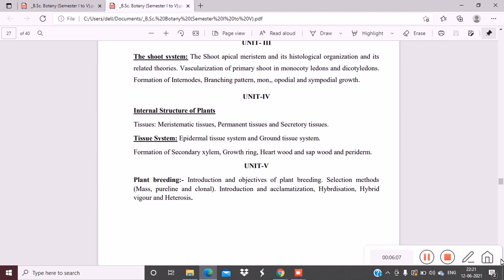And Unit 5 is Plant Breeding: introduction and objectives of plant breeding, selection methods, mass, pure line and clonal, introduction and acclimatization, hybridization, hybrid vigor and heterosis. These topics you can study from a book, again by P.K. Gupta, Cytology, Genetics, Evolution and Plant Breeding. In that book you will get all these topics. So plant breeding you will get from this book.